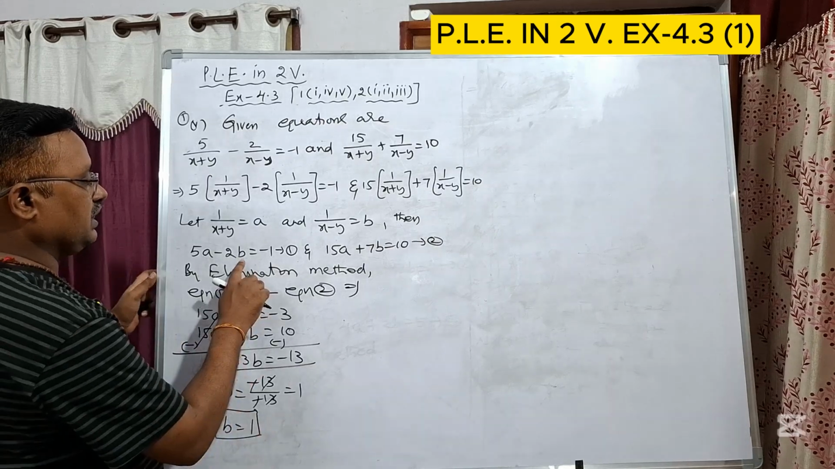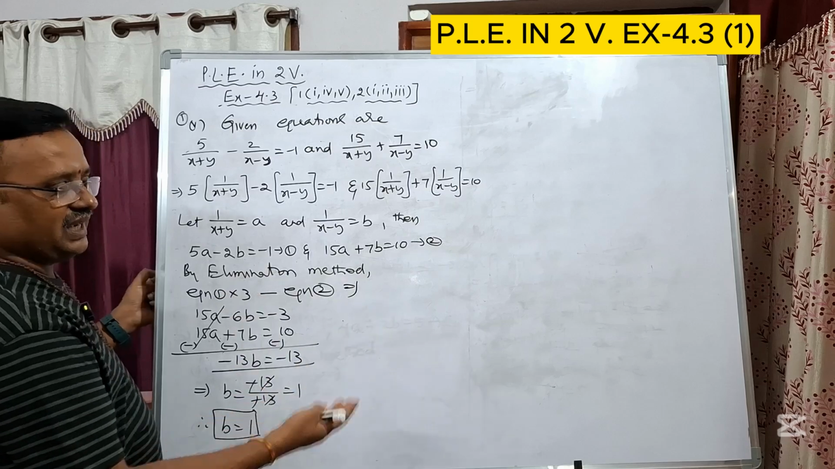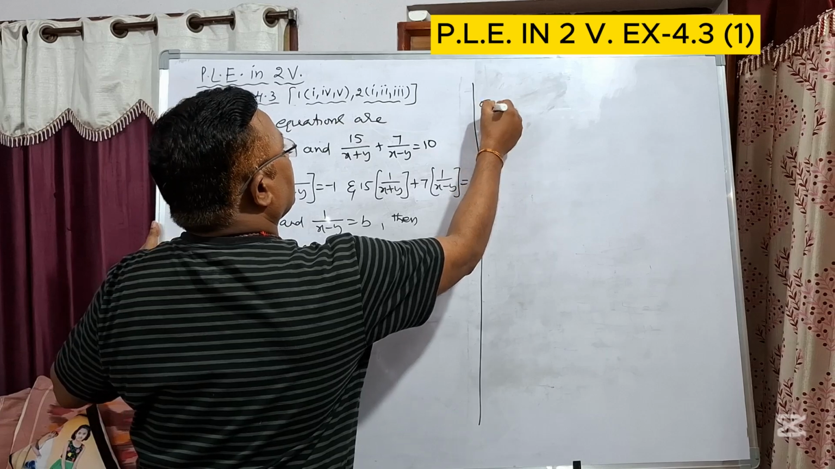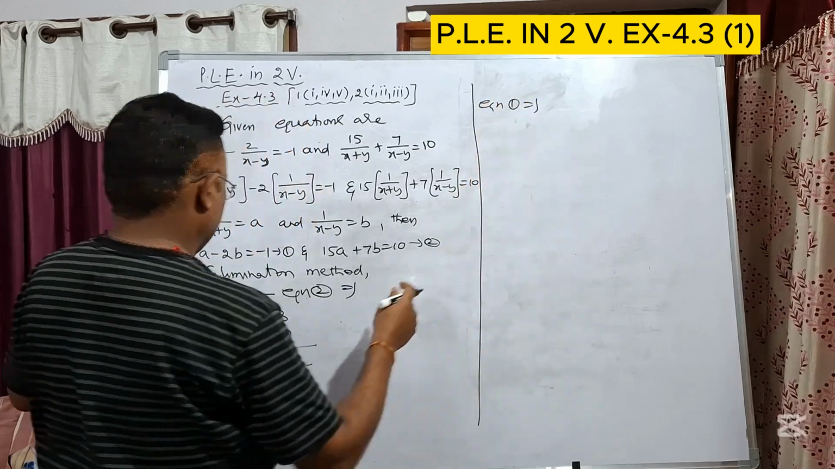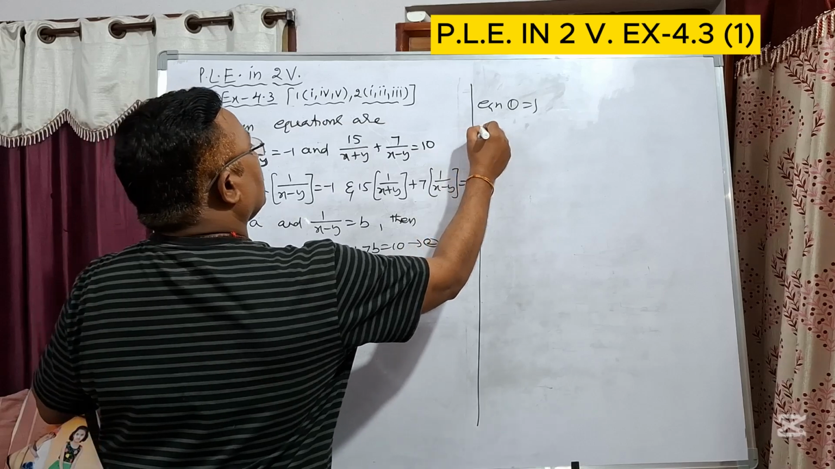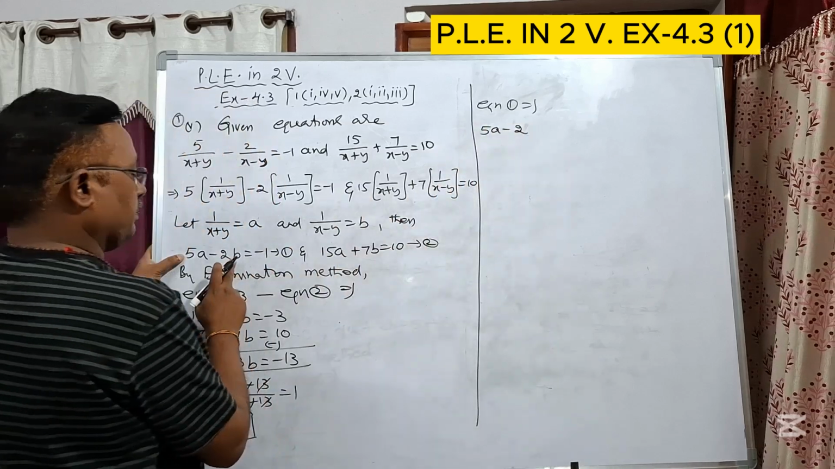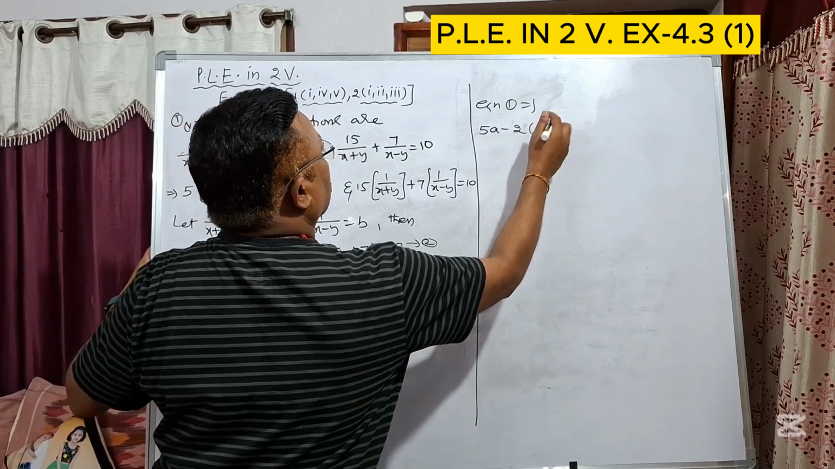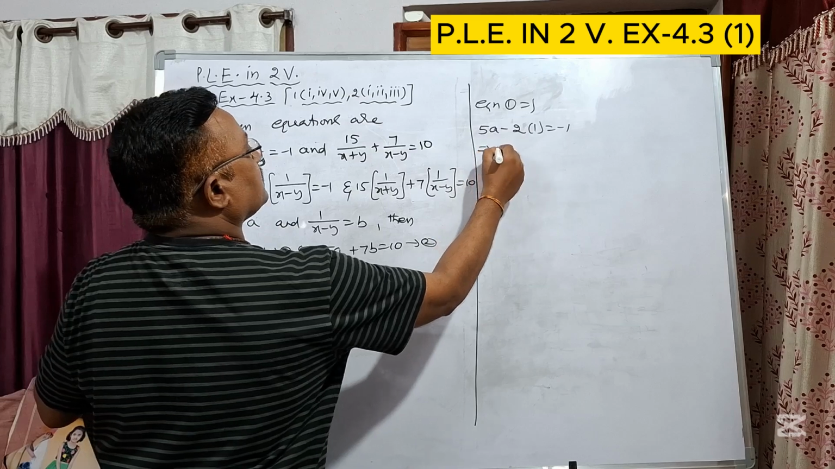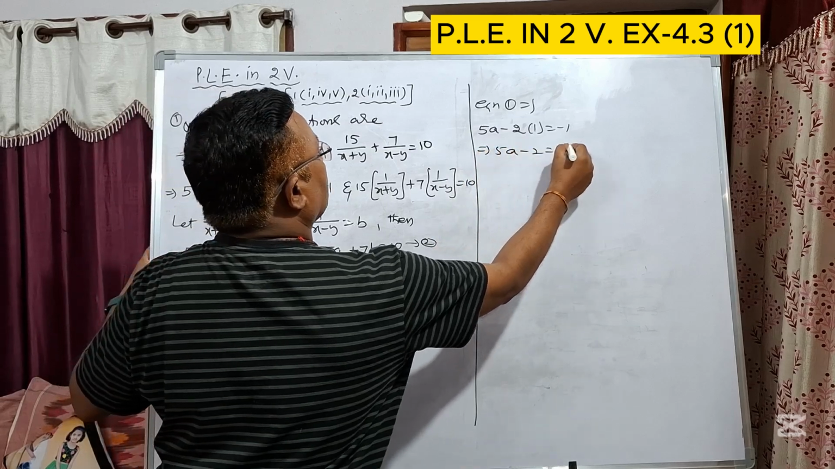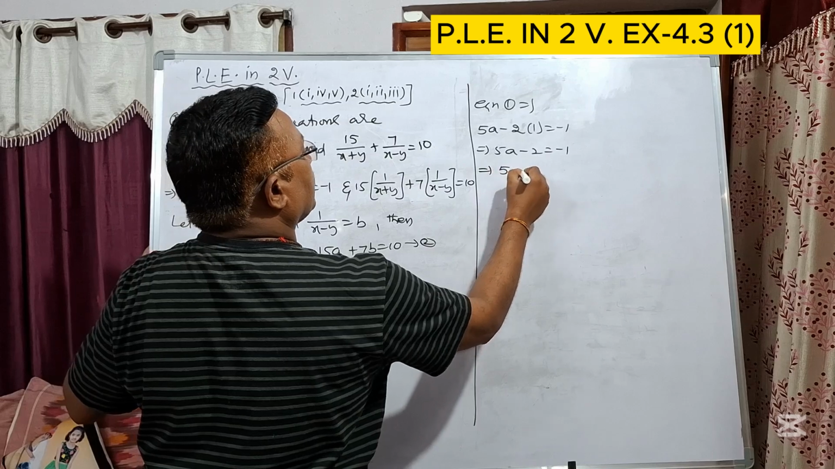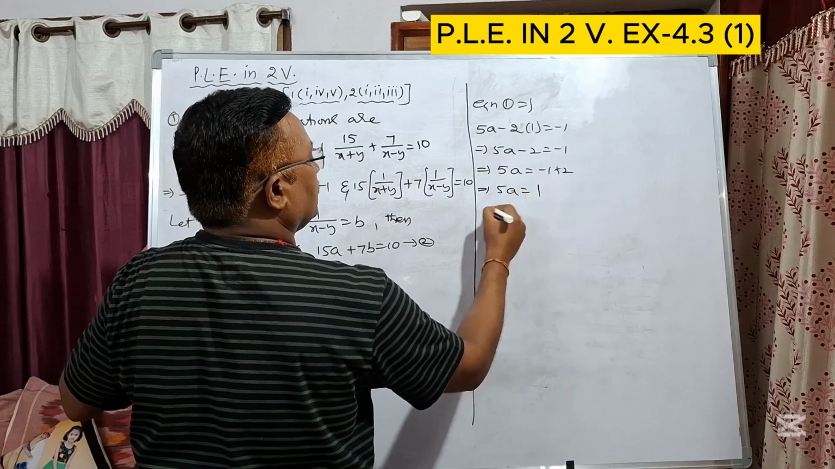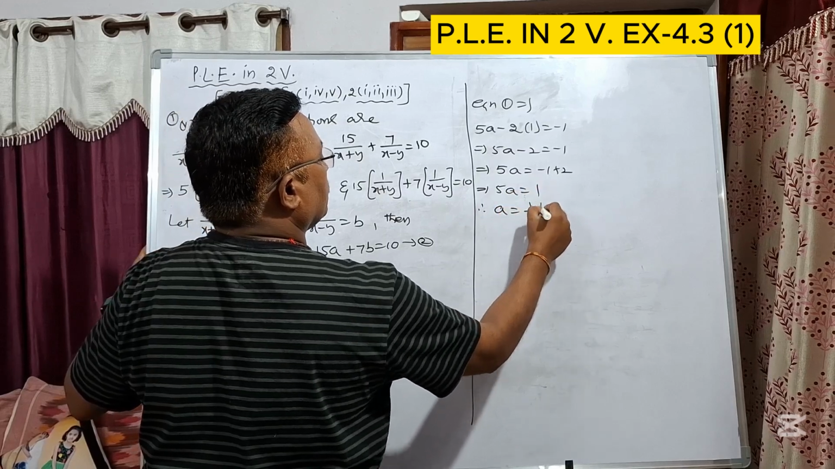Therefore the first considered substituted variable value, the b value, we got it as 1. From this, using equation 1 or equation 2, get a. So I'm doing that here. Equation 1 implies 5a minus 2b, b value 1, 2 into b equal to minus 1, which implies 5a minus 2 equal to minus 1, which implies 5a equal to minus 1 plus 2, that implies 5a is equal to 1, therefore a is equal to 1 by 5.